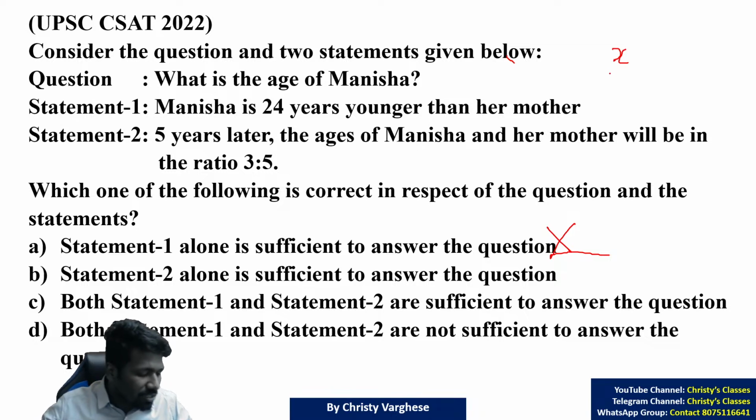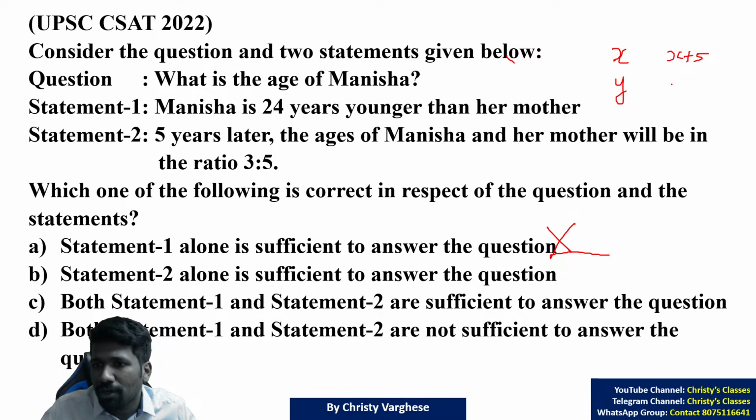If Manisha is X years old and Manisha's mother is Y years old, 5 years later Manisha will be X plus 5 years old and Manisha's mother will be Y plus 5 years old. Add 5 to both the values. Don't add 5 to only one value. X plus 5 and Y plus 5.